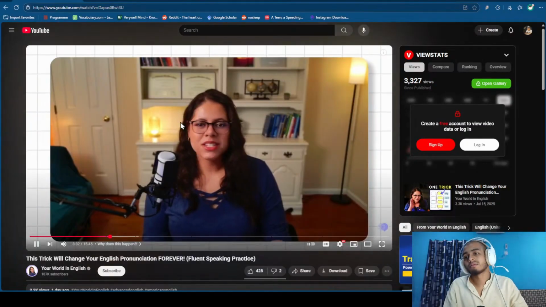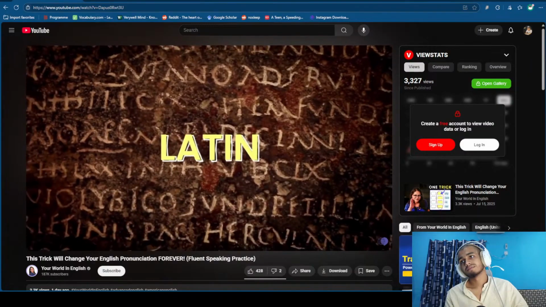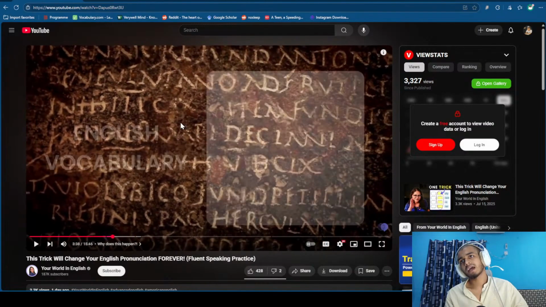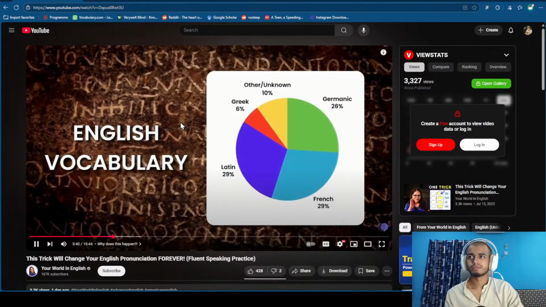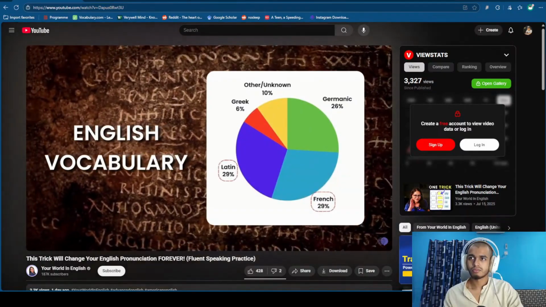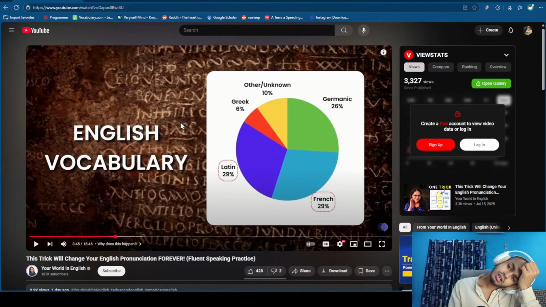Well, this is something that happens very often with suffixes that are Latin in origin. In fact, most English vocabulary comes from Latin directly or indirectly via French. If you learn English, then you can learn other languages like Latin, French, German, Greek.